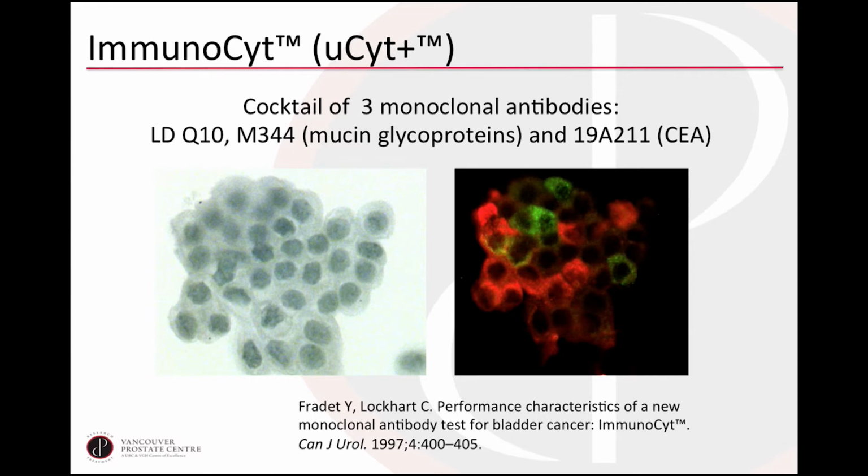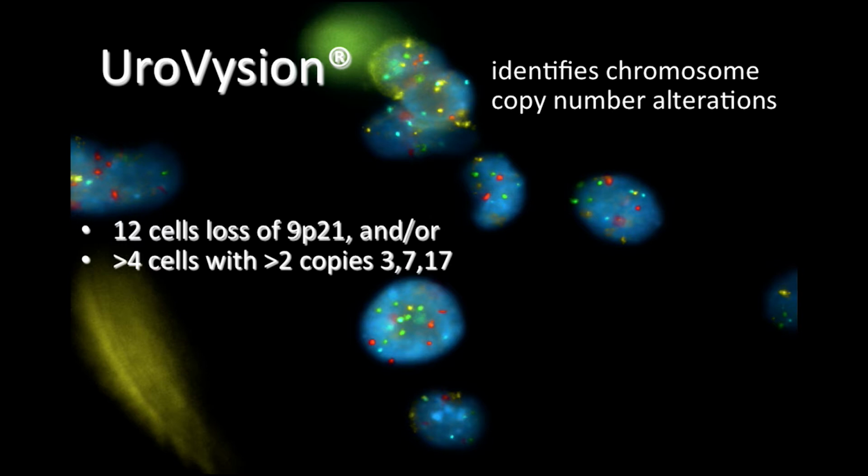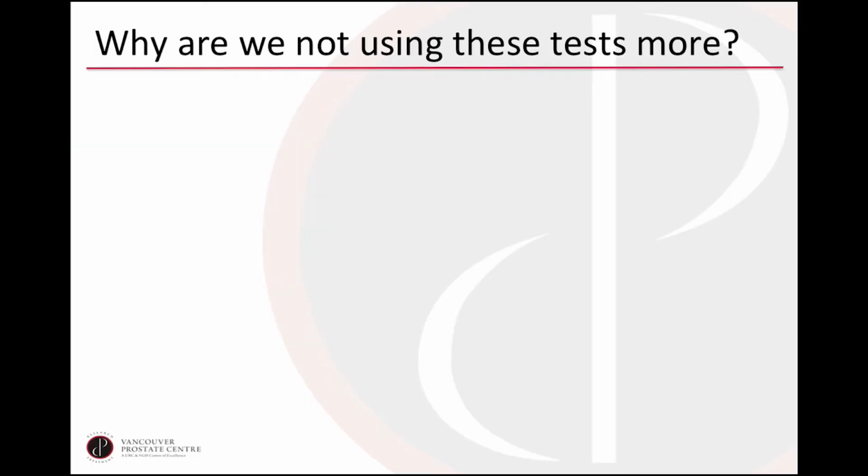The ImmunoCyt is a little bit more complex. It involves 3 specific monoclonal antibodies that are binding to 3 specific proteins on the cell surface of cells in the urine. So it has a higher failure rate when the analysis is done. UroVysion is familiar to you. This is identifying very specific chromosomal alterations. I think it has gained some use across the country for clarifying indeterminate cytology. So it can help sway you whether it's truly positive or truly negative. So in general, why are we not using these tests more?